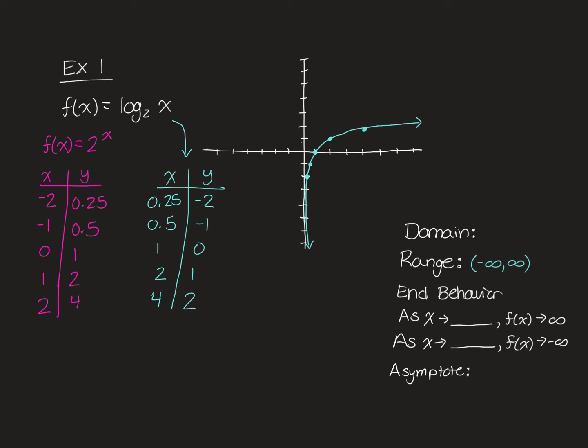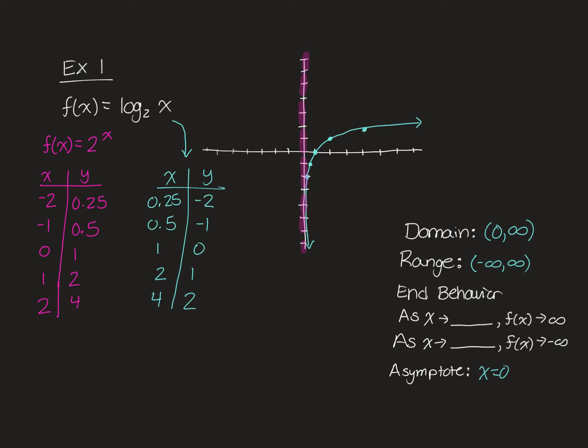The domain, however, is a little bit different. The domain is your x values. Now, if you notice, my graph does not cross the y-axis. It does that for a reason. There is a vertical asymptote at x equals 0. So my domain is everything to the right of 0. So my domain is 0 to positive infinity.